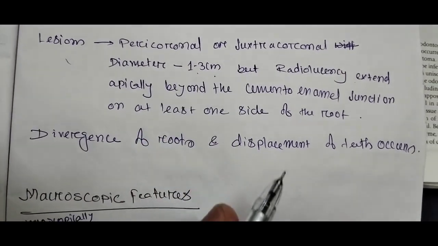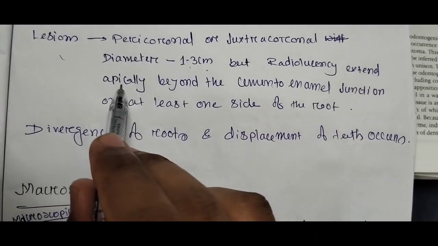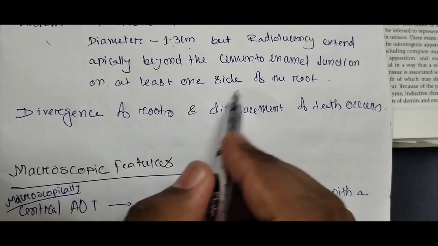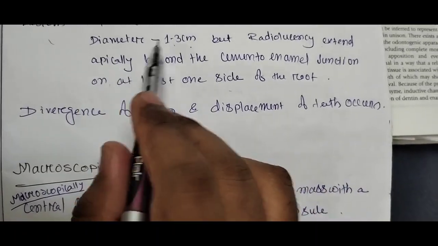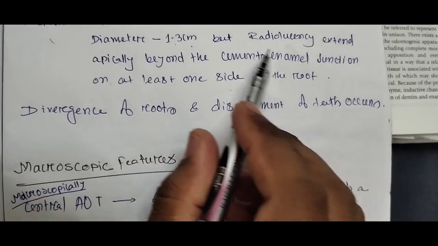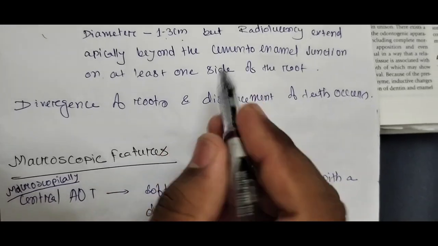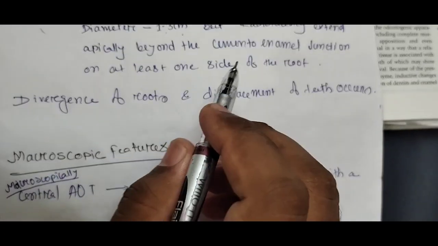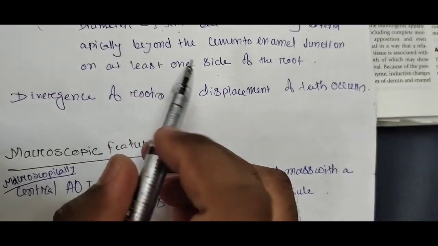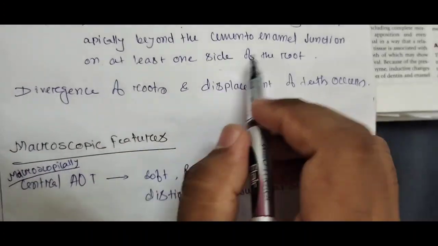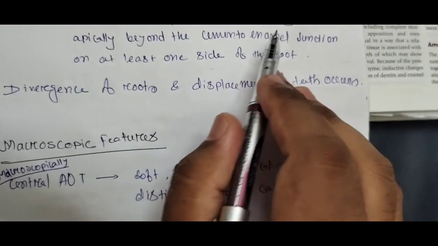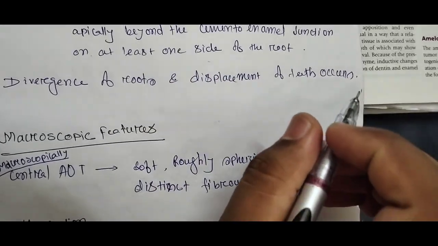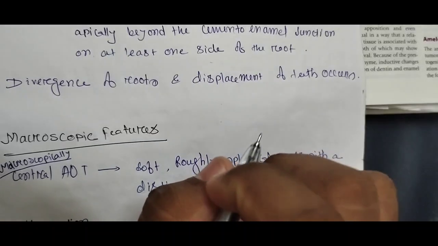That means 1 to 3 centimeters, but the radiolucency extends apically beyond the cemento-enamel junction on at least one side of the root. That means the diameter may be 1 to 3 centimeters, but radiolucency, an empty space, means there is a tumor extending apically towards the root side beyond the cemento-enamel junction. This radiolucency may cross the CEJ on at least one side, or maybe on both sides.